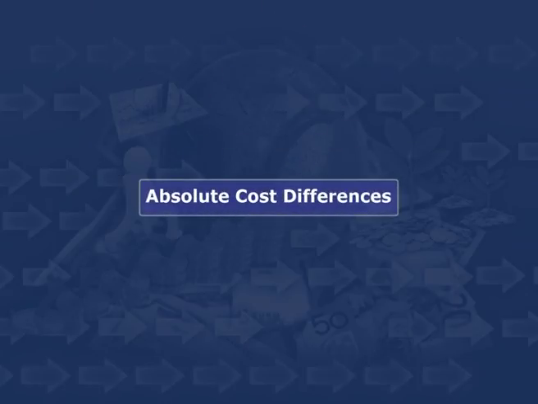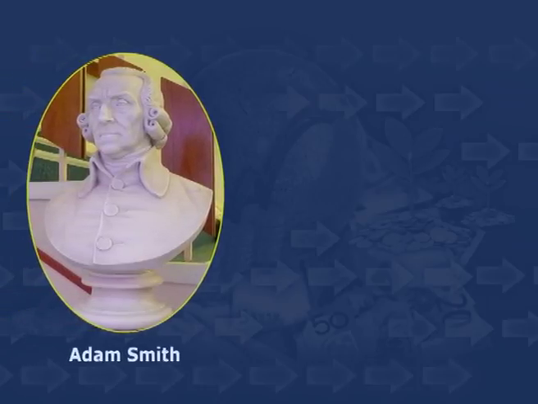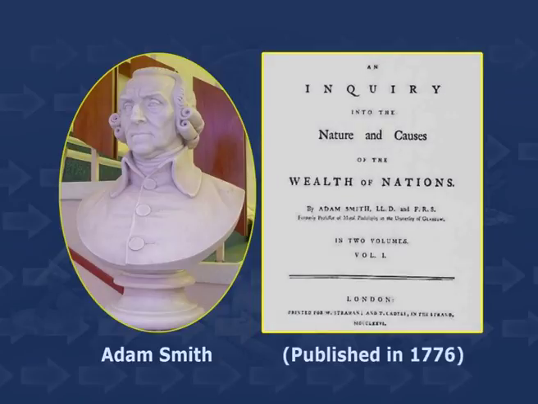Let's discuss the first topic, absolute cost differences. The concept of absolute cost differences was first given by Adam Smith, the father of economics, in his very famous book, An Inquiry into the Nature and the Causes of the Wealth of Nations, which was published almost 250 years ago in the year 1776. According to Smith, the main reason for international trade is division of labor. Due to division of labor, each country has an advantage in producing a particular commodity.